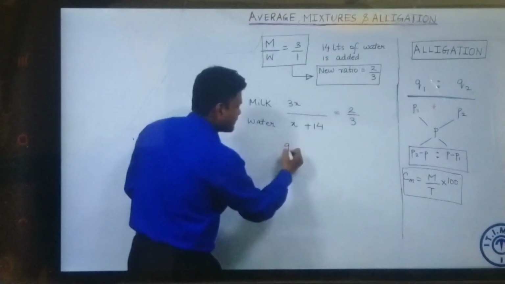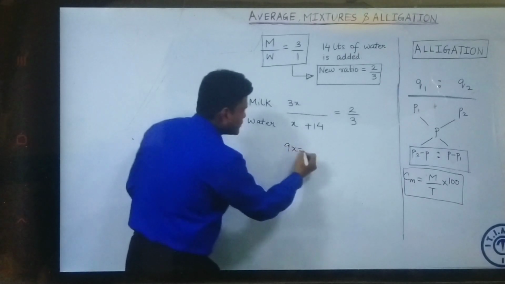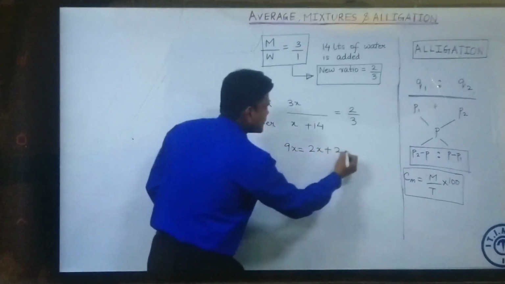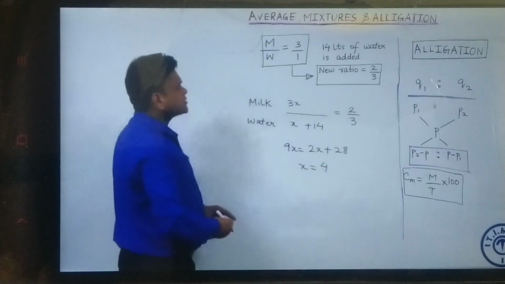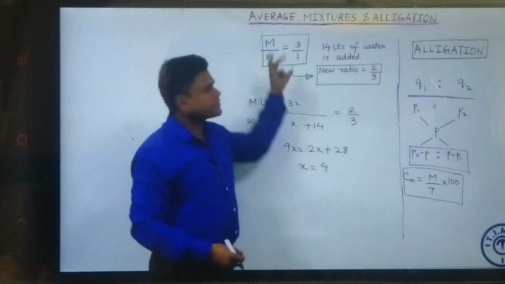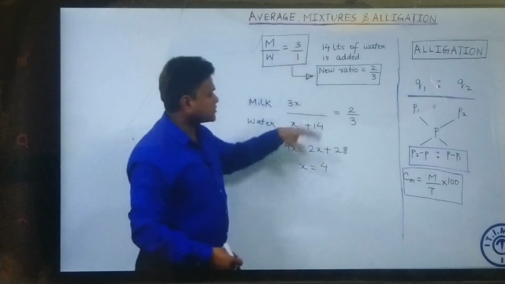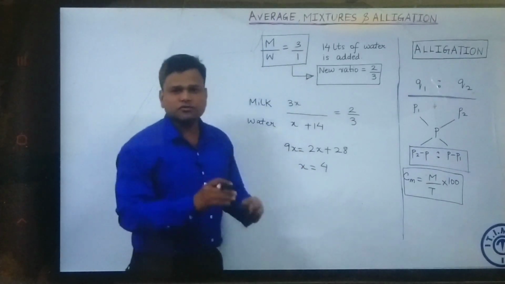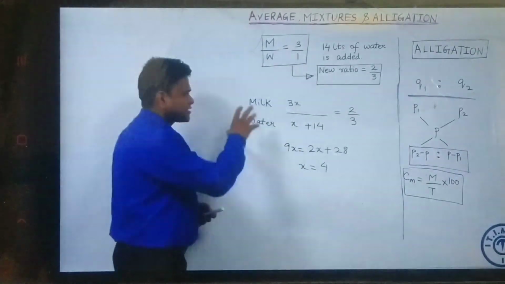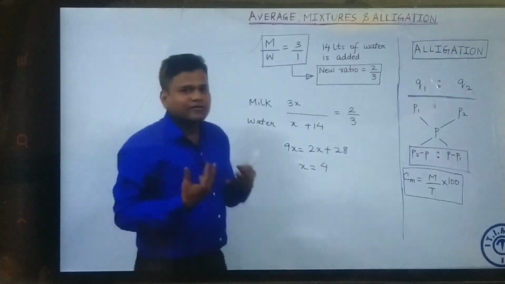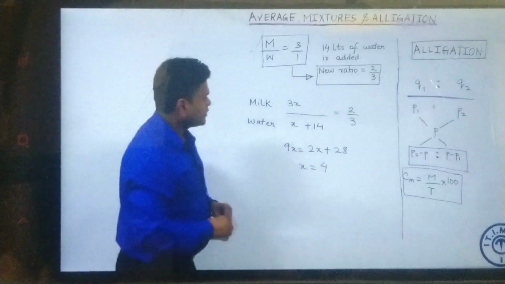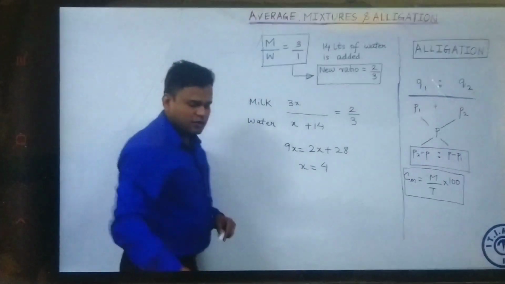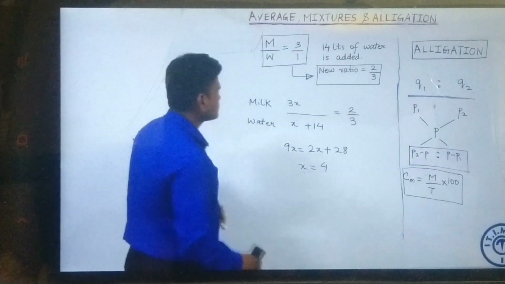So cross multiply, we get 9x is equal to 2x plus 80. So x is equal to 4 straight away. But since we are looking at the total quantity, 3x plus x, 4x, which is 16 liters, is the total quantity. This is method number 1. But we want to get ourselves acquainted with all the possible approaches which are being involved here. Now let's move ahead with method number 2.